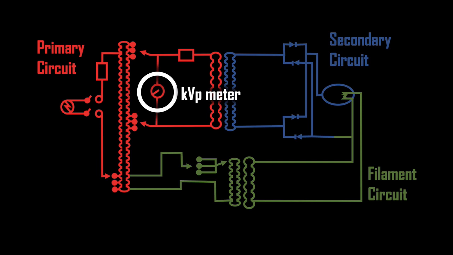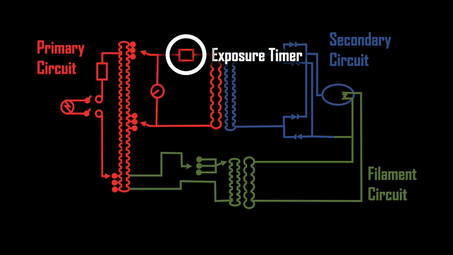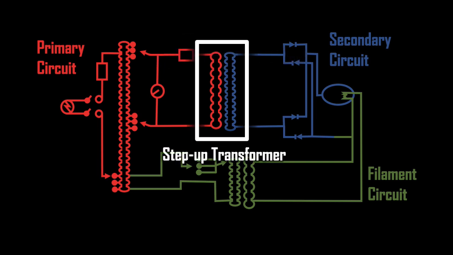Also, in this part of the circuit is the kVp meter. Included in this part of the circuit is the exposure timer. And lastly, the final part of the primary circuit is the step-up transformer that changes the electricity from volts to kilovolts.